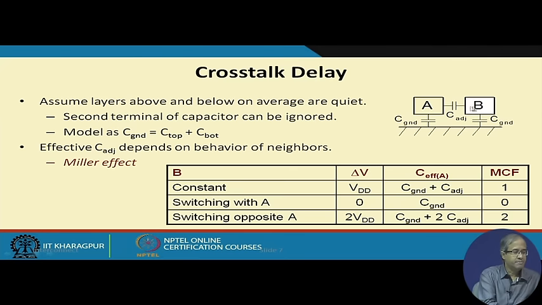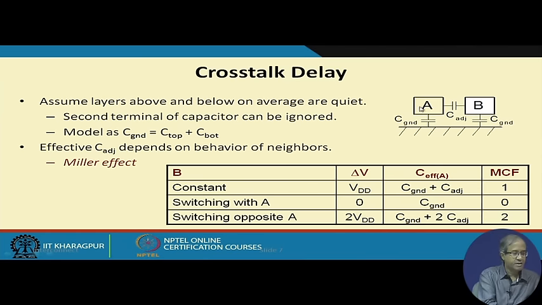Now, what is happening is that in the first case B was constant, and in A there was a change in voltage equal to delta V. Let us say delta V is VDD, from 0 to VDD it was changing. So, the effective capacitance will be C ground plus C adjacent, because one of them was at ground and the other one is changing. Okay.